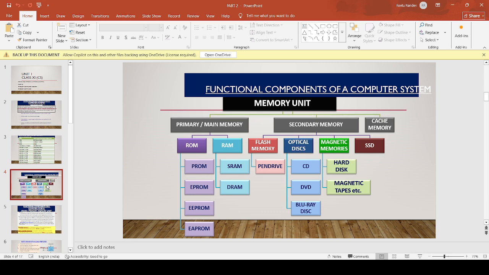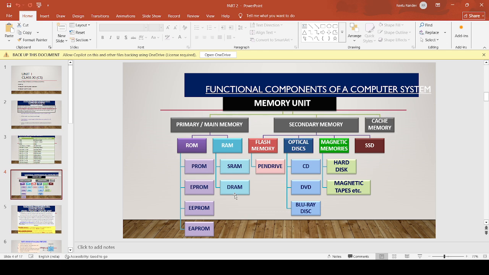Computer memory is divided mainly into primary memory, called main memory, and the secondary memory, and one more, that is the extended or expanded memory, the cache memory. Primary memory is further classified into two types: ROM, that is the read-only memory, which is further of PROM, EPROM, EEPROM, and EAPROM. Whereas RAM is read and write memory, the random access memory, further classified into static RAM and dynamic RAM.